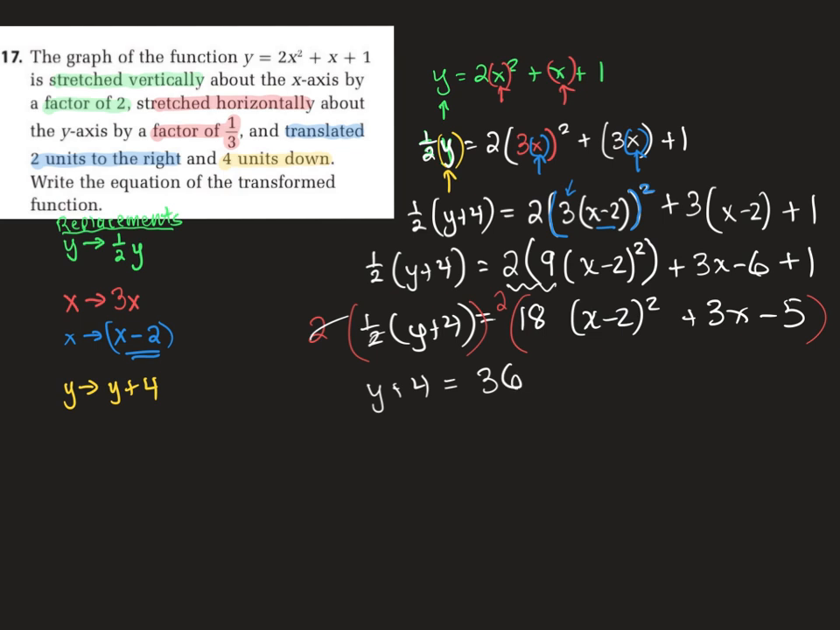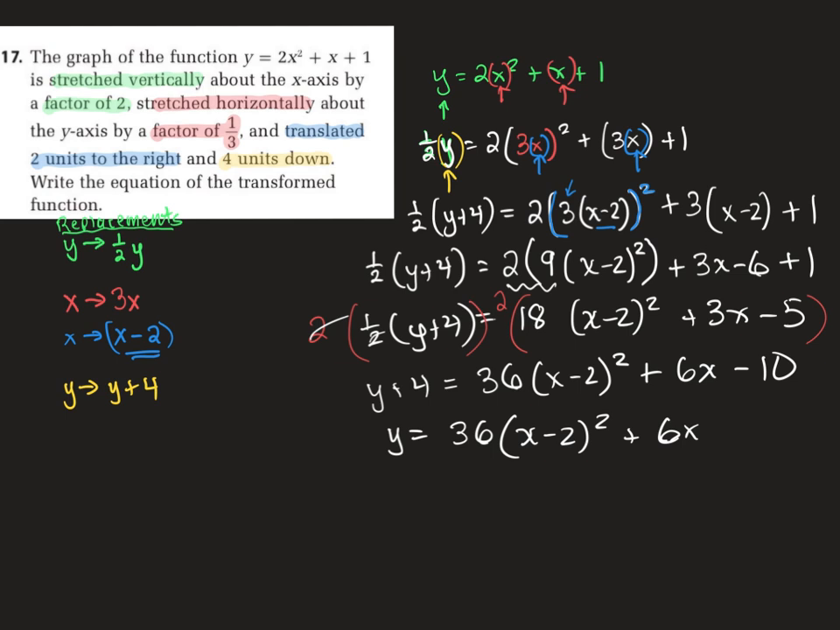Now that is already multiplied by the x minus 2, so we don't need to mess with the x minus 2 at all. Plus, we have to multiply the 3x by 2, so 6x, and the minus 5 by 2 to get negative 10. Alrighty, now last thing, we want to isolate y, so we are going to subtract 4 from both sides, so then we'd have y equals 36 bracket x minus 2 squared plus 6x, and then minus 14. And that should be close to the right answer.